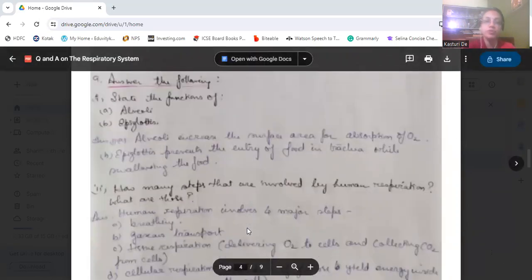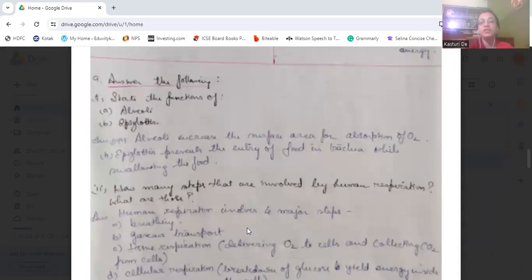Then we come to some of the answers. Answer the following. State the functions of alveoli and epiglottis. So alveoli increase the surface area for absorption of oxygen. Alveoli are present at the end of each bronchiole. After the tertiary bronchioles, inside the lungs, the alveoli arise. These alveoli increase the surface area for absorption of oxygen. Then the epiglottis prevents the entry of food into the trachea while swallowing.